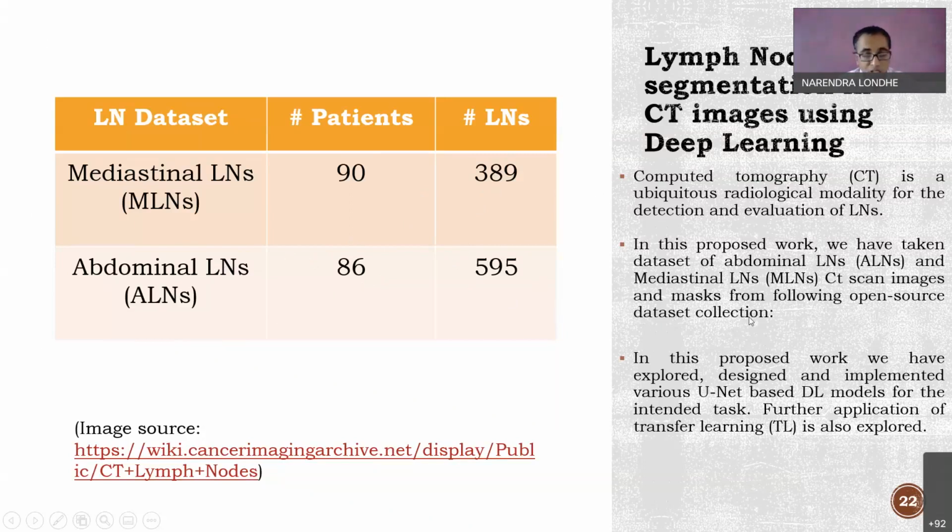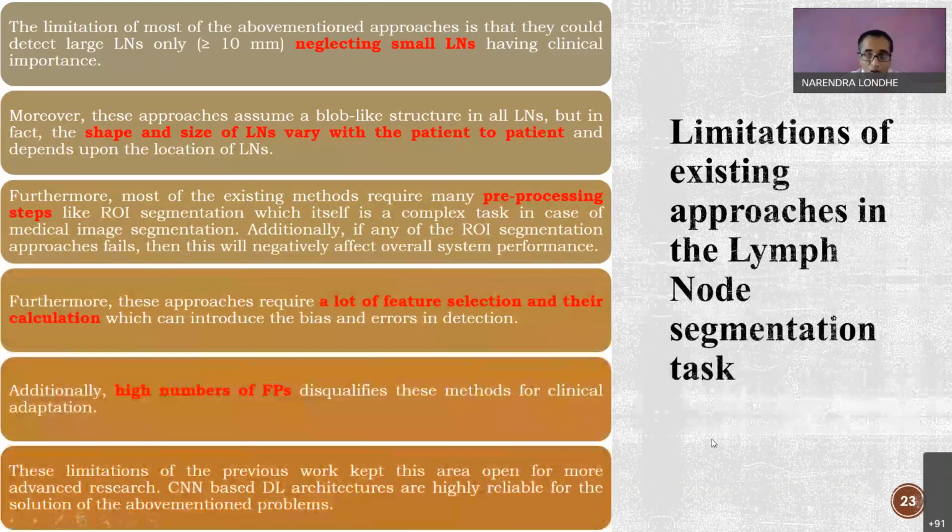And in this experimentation, we have conducted the experimentation on this data of the mediastinal lymph nodes and the abdominal lymph nodes. And for that, we have used deep learning models like UNet, and we have further also used transfer learning. Okay, so let me tell you how I did that.